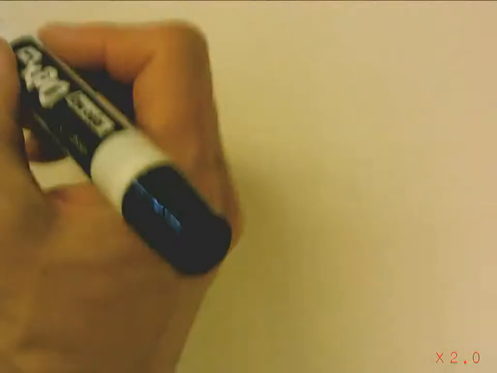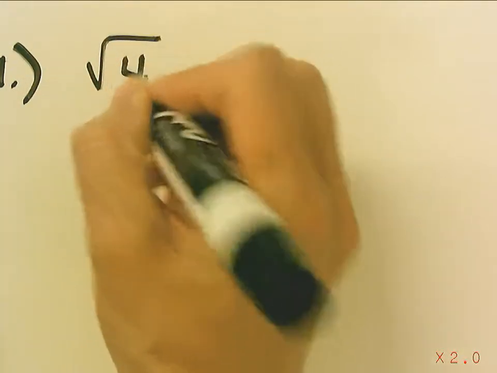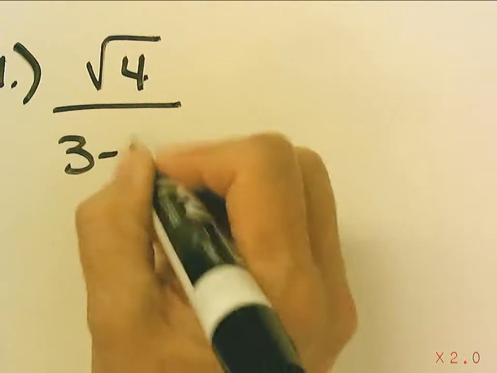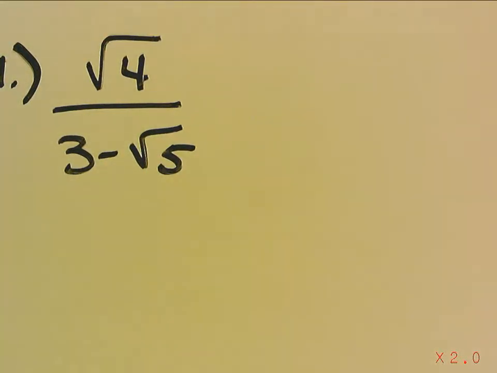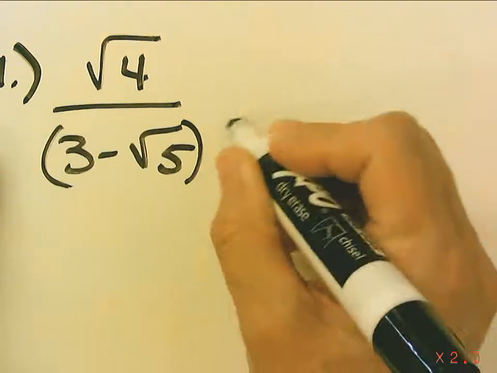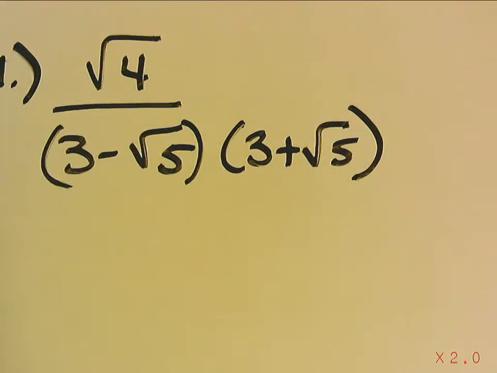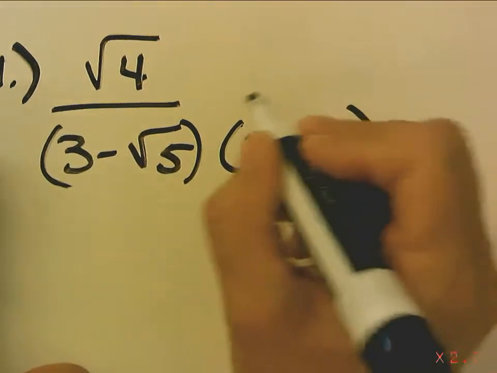Number 1 is simplify root 4 over 3 minus root 5. Now, to simplify this, we will need to rationalize the denominator. And when you rationalize the denominator when there's a binomial with a radical, you multiply by the conjugate. In this case, the conjugate is the same numbers, but connected by a different sign. So I'm going to multiply by 3 plus root 5.